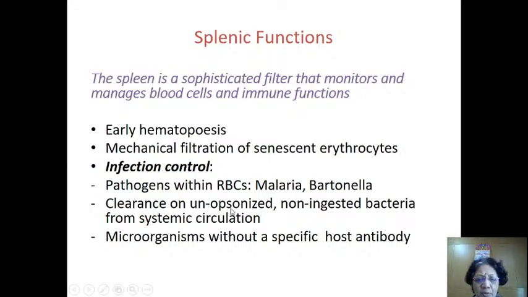It also clears unopsonized, non-ingested bacteria from the systemic circulation, and any microorganisms which float into the spleen through the blood, which we do not produce a specific host antibody for, will be engulfed by the splenic phagocytes. So these are important reasons why we need a spleen, and it should be there, which is the basis of trying to have a conservative surgical approach to the spleen in today's medical practice.